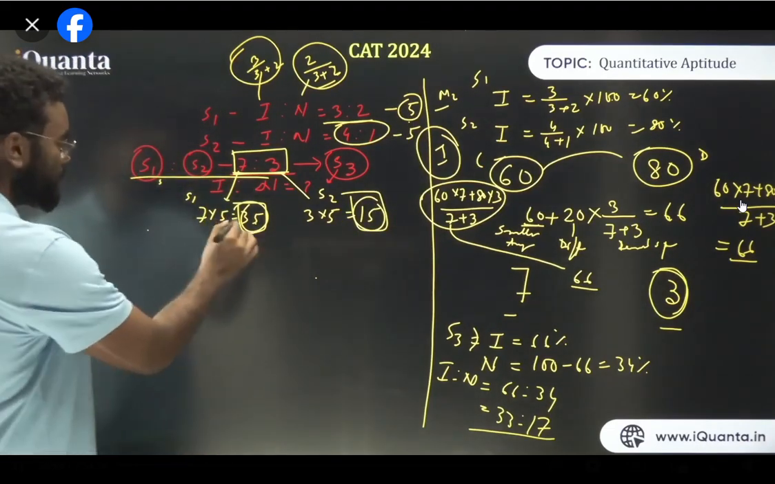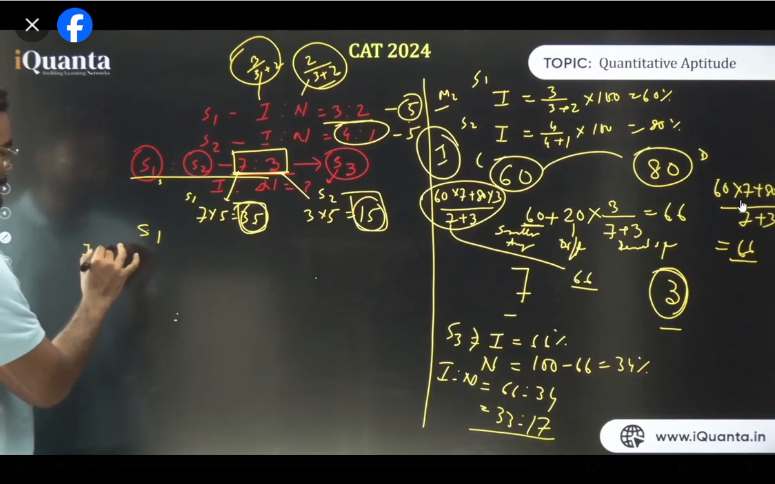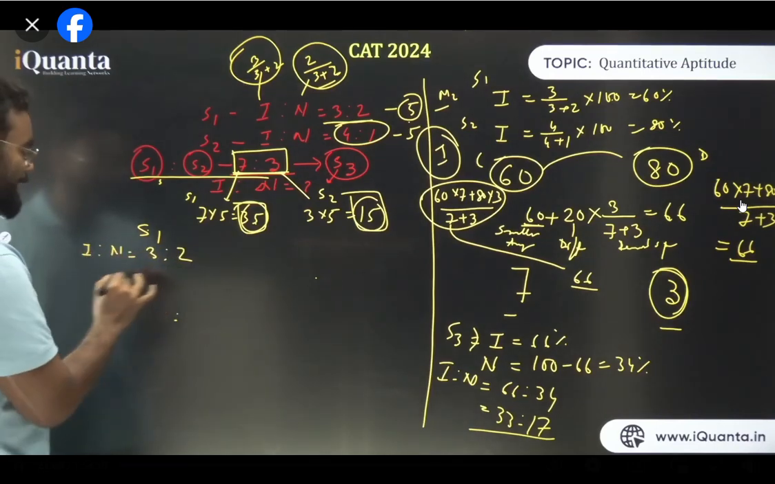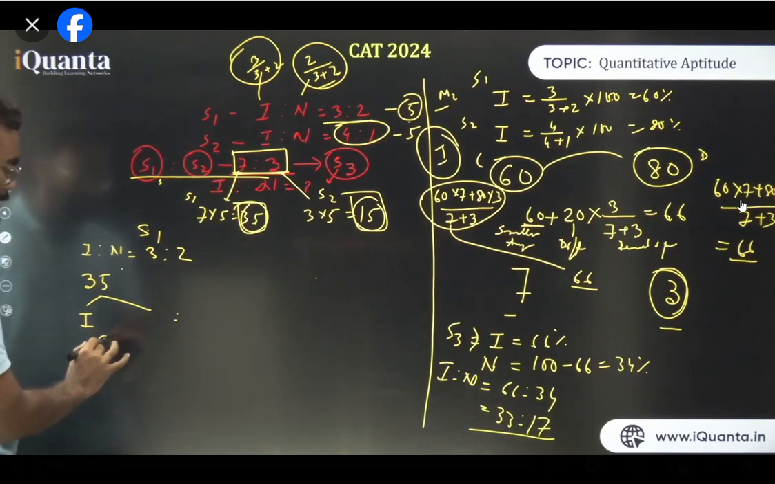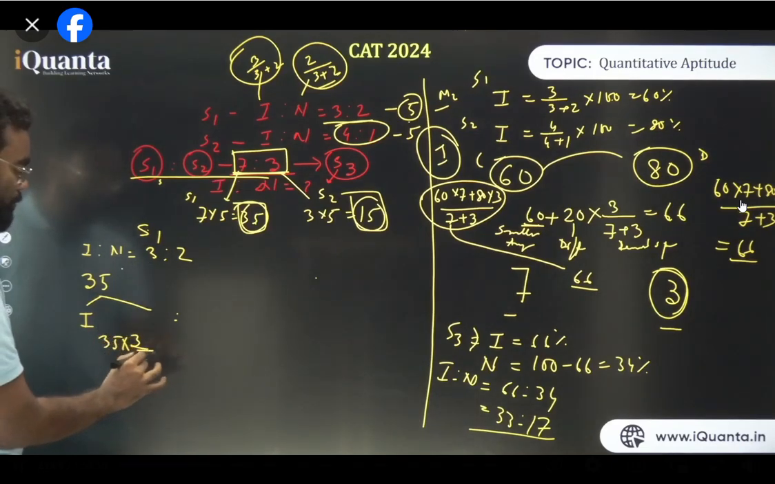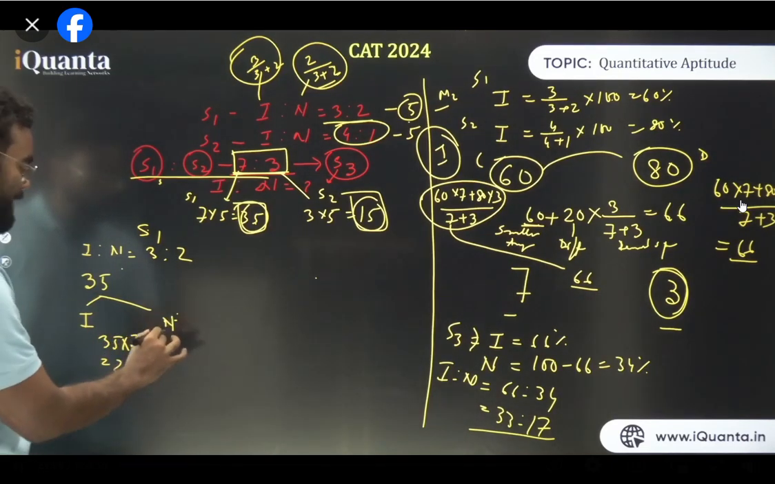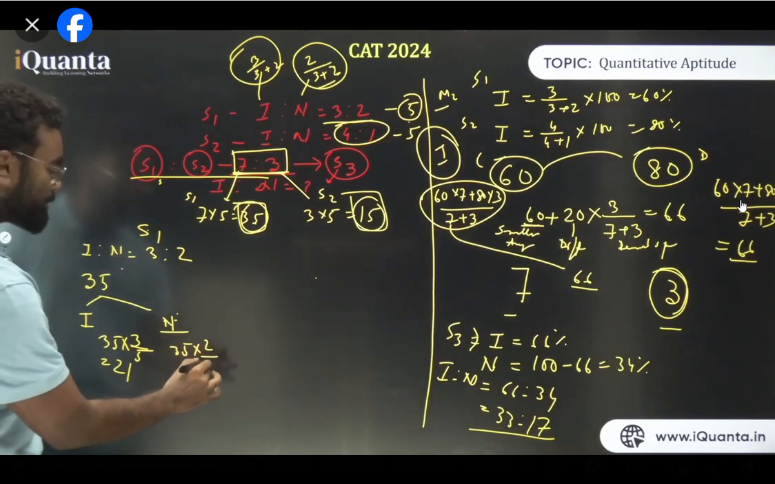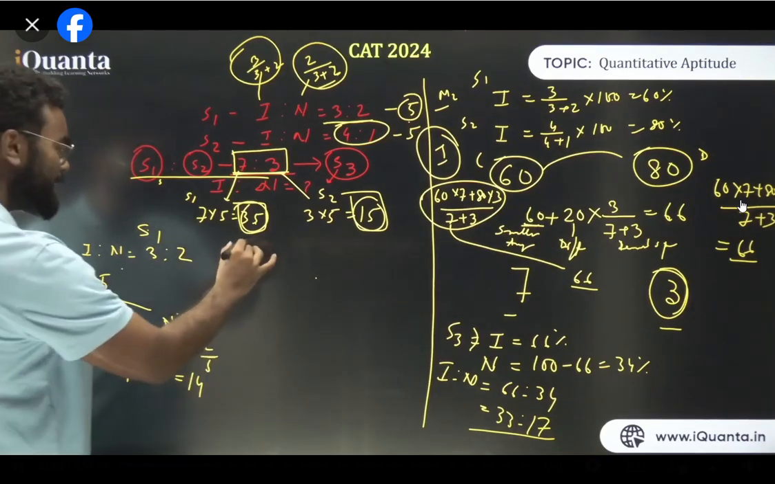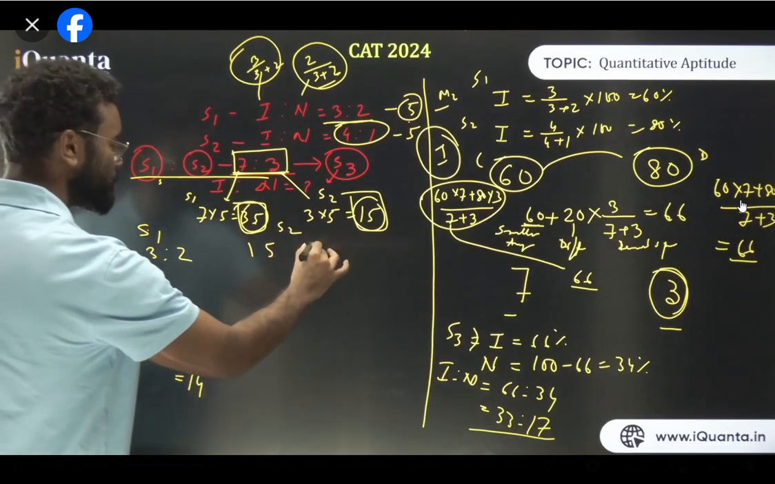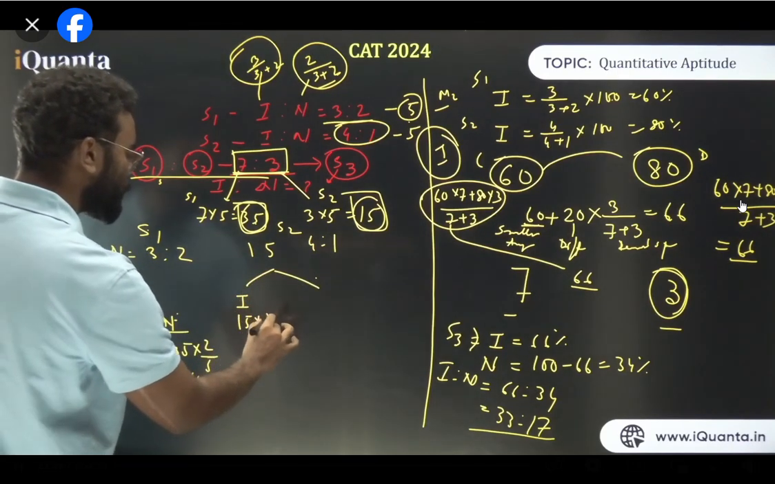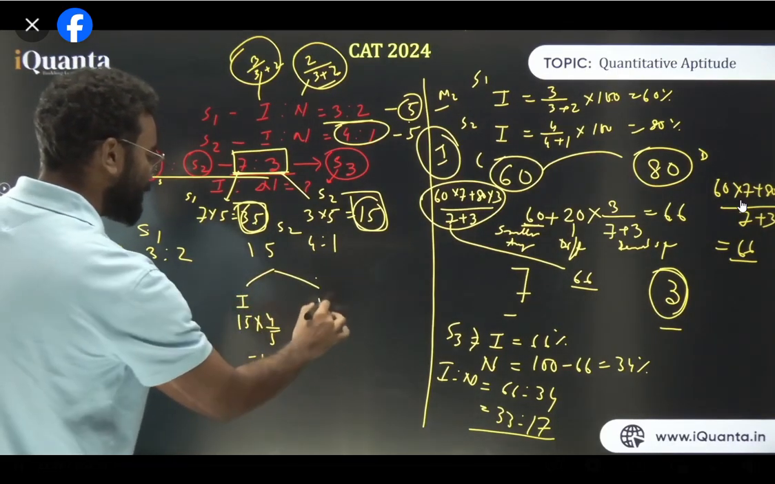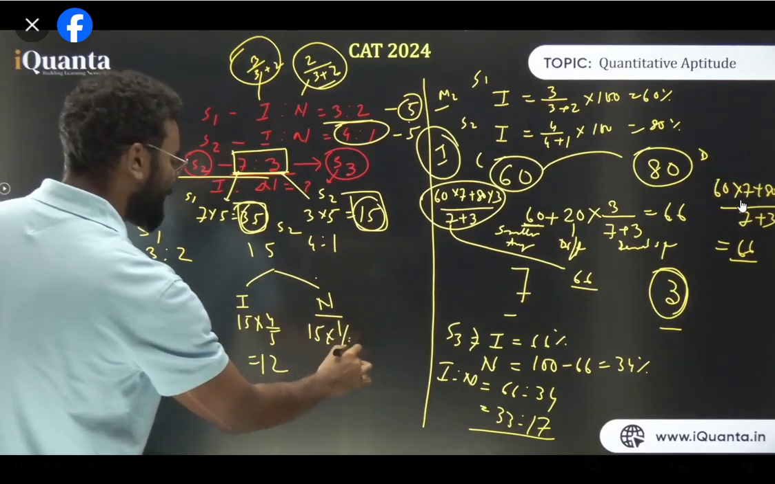Now understand it clearly. In S1, what is the ratio of iron to nickel? That is 3:2. And what is the total unit? 35. So in 35, the amount of iron has to be 35 into 3/5, which is basically 21. And the amount of nickel has to be 35 into 2/5, which is basically 14. Similarly, in case of 15, which is S2, the ratio is 4:1. So the amount of iron has to be 15 into 4/5, which is basically 12, and the amount of nickel has to be 15 into 1/5, which is basically 3.